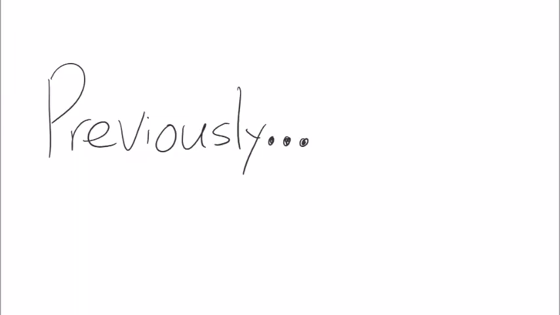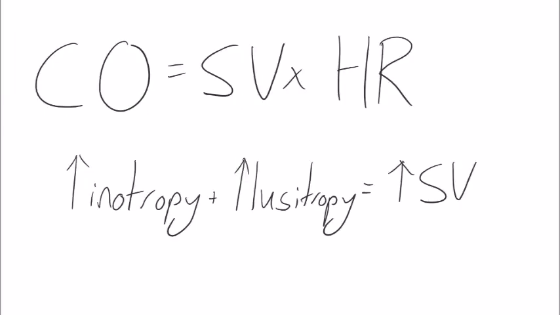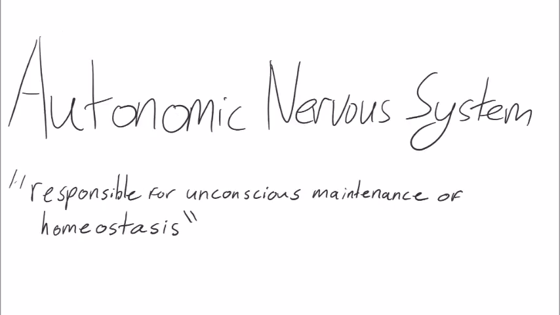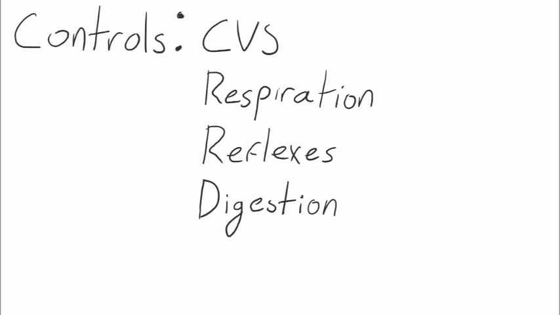In the previous video, we talked about how the heart can change its stroke volume and heart rate to best maintain a sufficient cardiac output. Today, we are going to look at the roles of the autonomic nervous system and the role it plays. The autonomic nervous system is responsible for all the unconscious, involuntary reactions we have to things. It controls our cardiovascular system, our reflexes, our breathing, basically all the things necessary to maintain homeostasis.